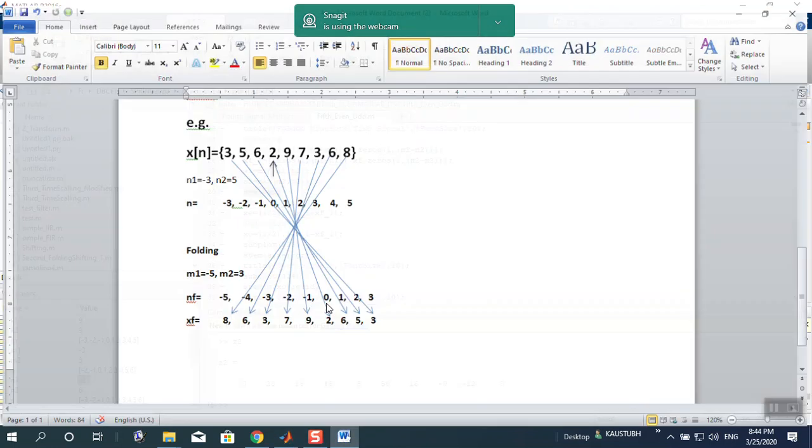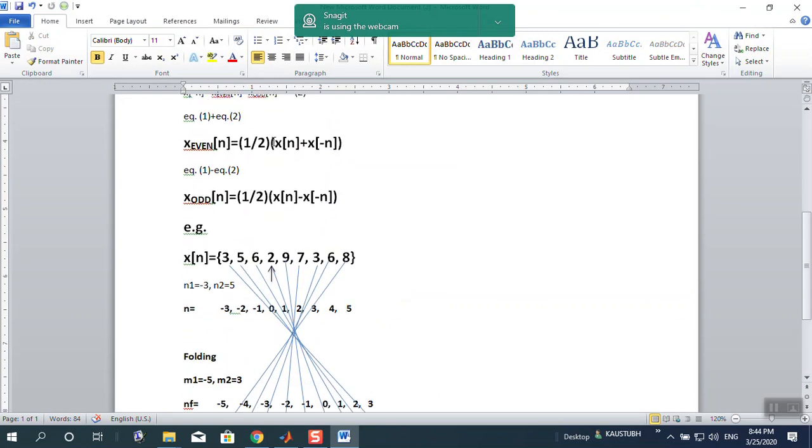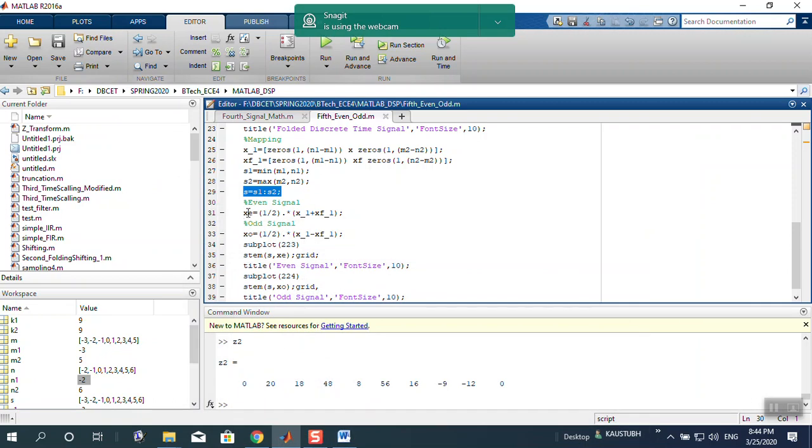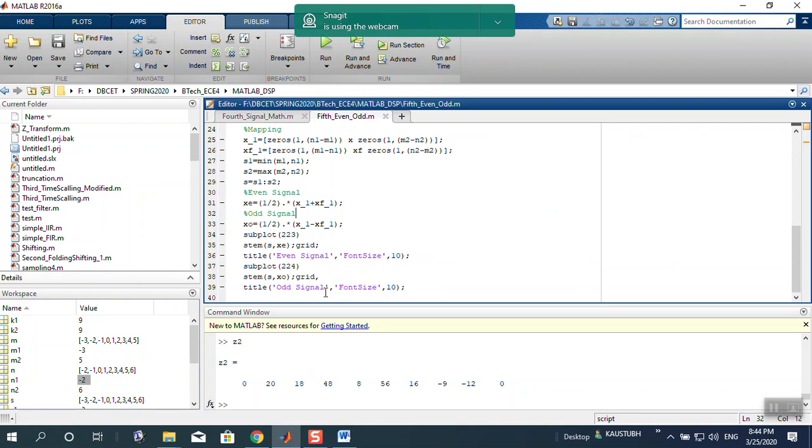Next is just the addition. So this part, addition and being scaled by half, together we can do it here. Suppose x even, half dot star, because half will be scaling every value of the signal, dot star x underscore 1 plus xf underscore 1. So this is after mapping the original signal and after mapping the folded signal, and similarly the minus, and finally the plot. That's all.